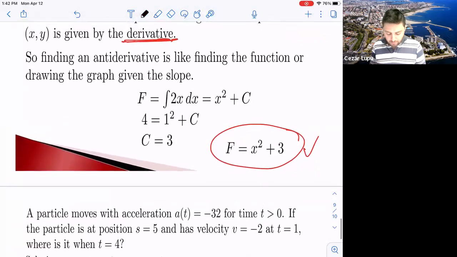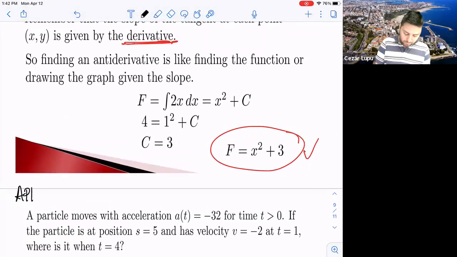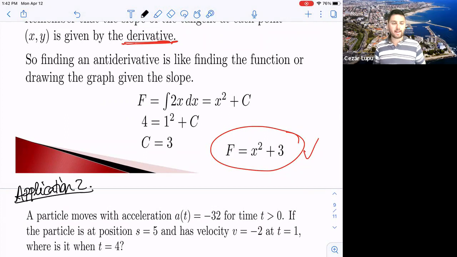So application number 2. So let's see the second application. You see, it's more like a physics problem, but we have dealt with these kinds of problems of a particle moving with acceleration, with velocity. And we have seen that there is a relationship between these in terms of derivatives. So guess what? It will always be a relationship between them in terms of the antiderivative, right?